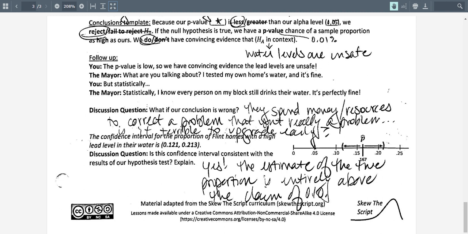Based on our sample size, the variability, and the confidence level that we're using, this confidence interval ranges from 0.121 to 0.213. It is entirely above 0.1. So because 0.1 wasn't even a plausible value for what we believe the true proportion of homes with unsafe lead levels based on those standards is, we have evidence here again to support what we had with the hypothesis test. The benefit is that now not only do we have evidence that it's higher than 0.1, but we have some estimate as to what we actually think the number could be.